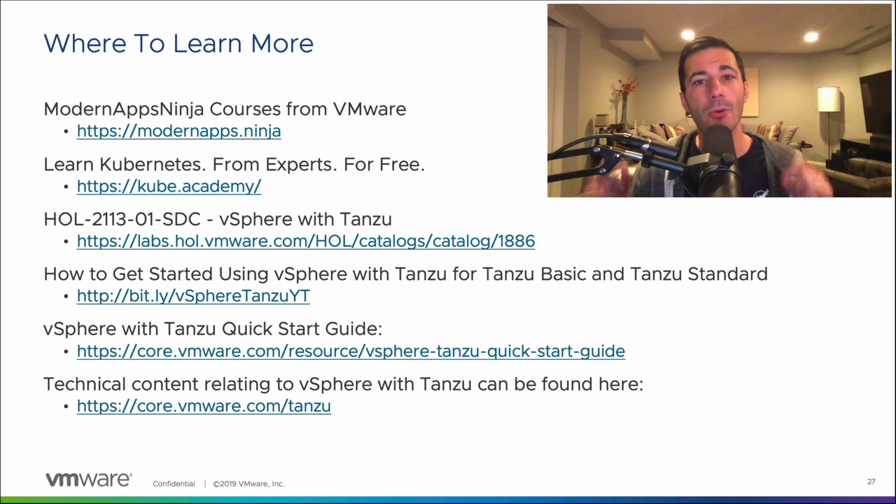But if you want to learn more, you've got to get hands-on. Go and check out our Modern Apps Ninja courses from VMware. It's a free resource that allows you to get hands-on with it, as well as our hands-on labs. Make sure you do that. There is a vSphere with Tanzu course in there that allows you to spin up your own applications and spin up Kubernetes clusters, kind of as what we did in the demo today.